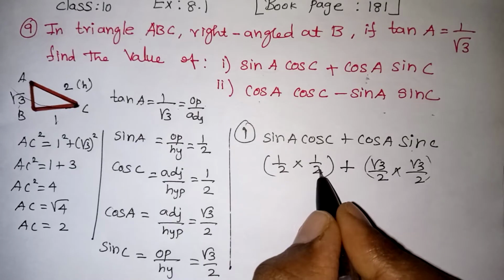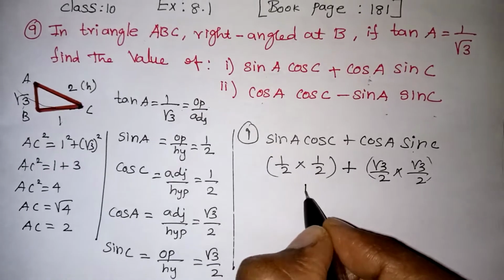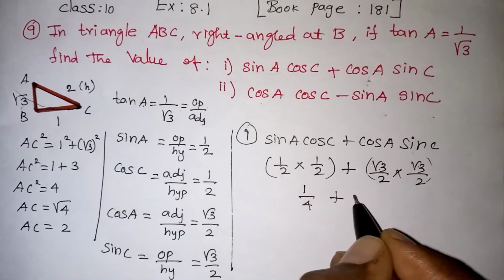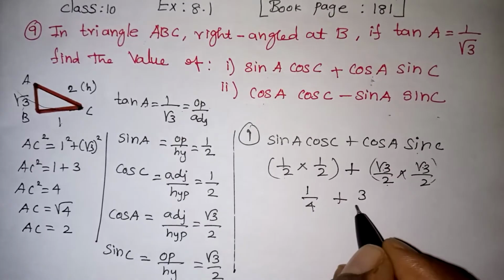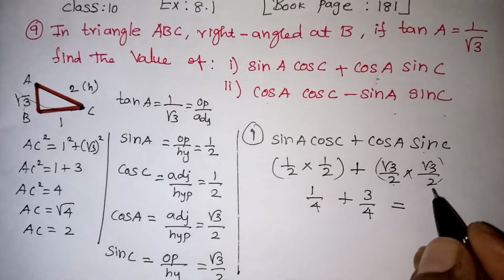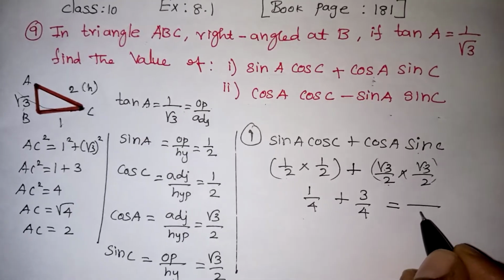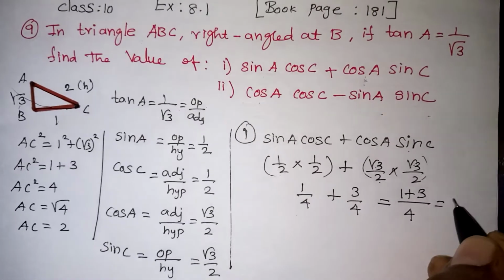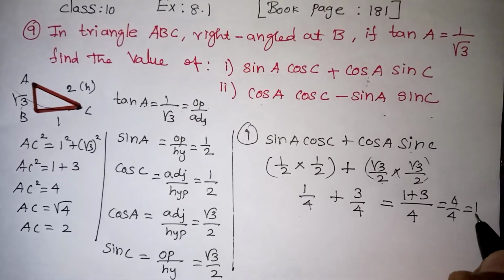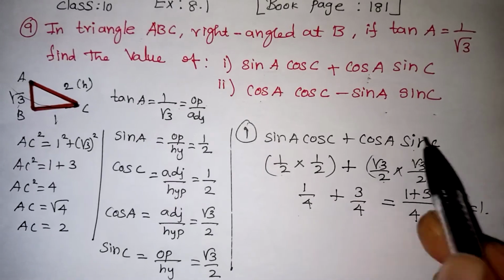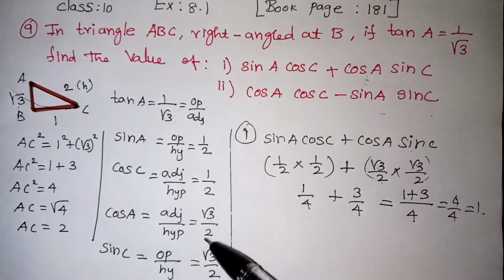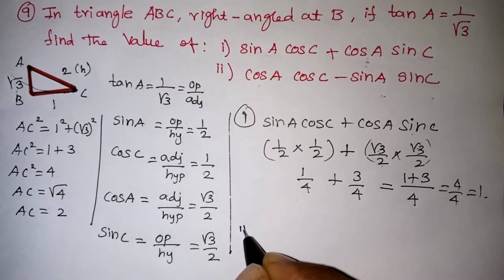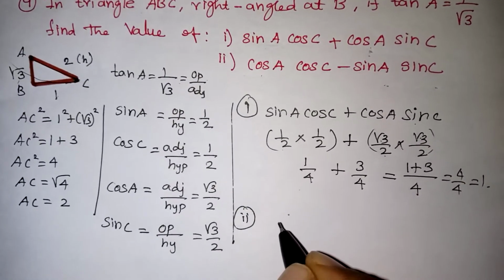So 1 by 2 into 1 by 2: numerator 1 ones are 1, denominator 2 twos are 4, plus root 3 into root 3 is 3, denominator 2 twos are 4. Both denominators are the same, so take one common denominator and add the numerators. So 4 by 4 we are getting, that is equal to 1. That is the answer for the first problem. For the second problem we can also find the angle this way and substitute. I am going to teach you another method for the second problem that will help you in your exam easily.